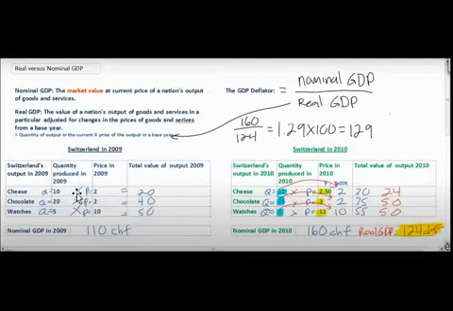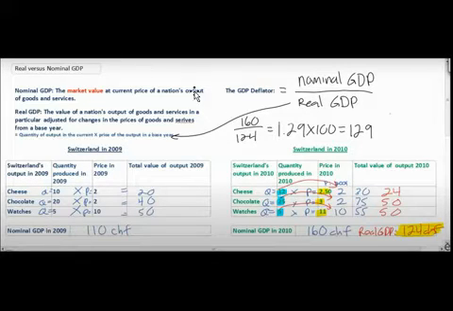So, simply multiply these two para makuha natin yung total value of output in 2009. So, i-multiply lang natin yung quantity produced versus dun sa price. Okay? So, meron tayong 10 multiplied by 2. It will give you 20 and 40 and 50. Okay? So, pag add din natin siya, it will give you 110 for the nominal GDP in 2009. So, ito yung nominal GDP sa mga products na to sa Switzerland for the year 2009.